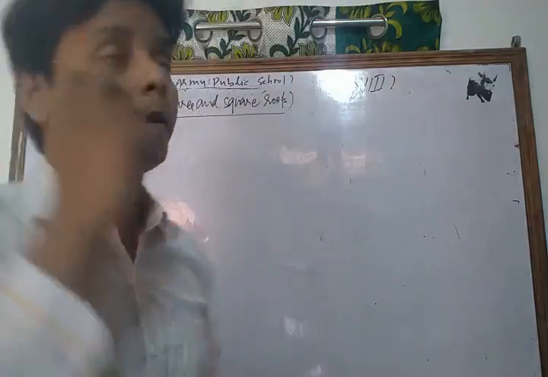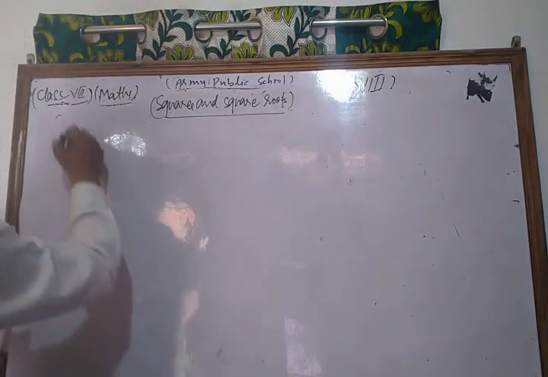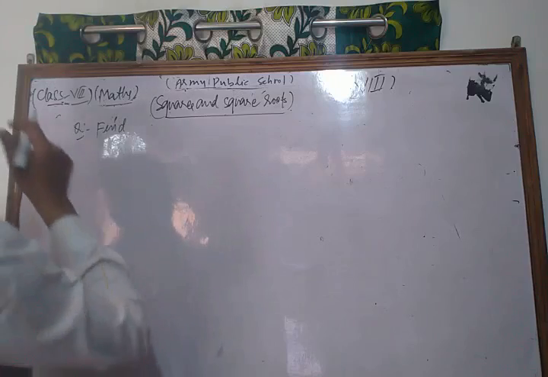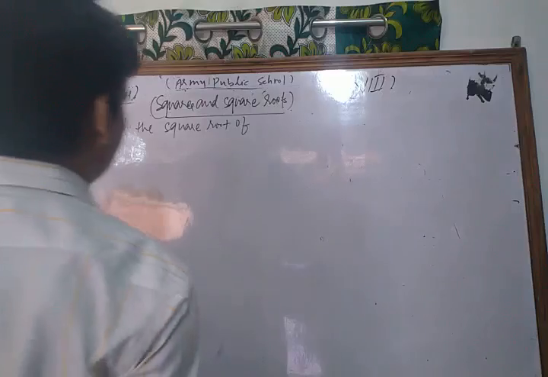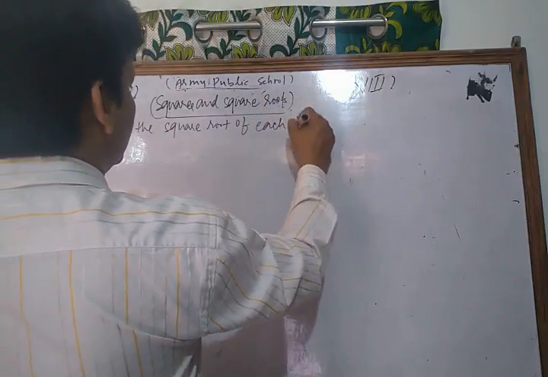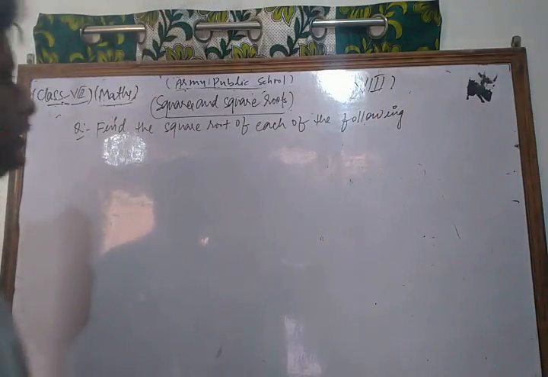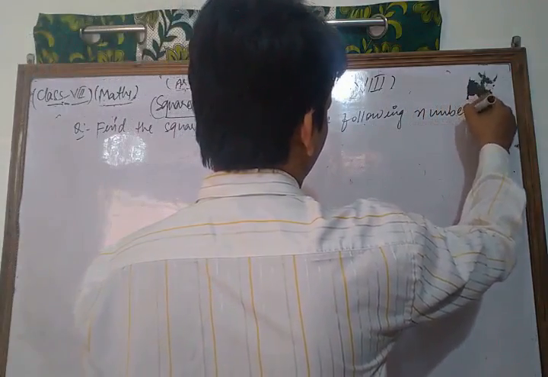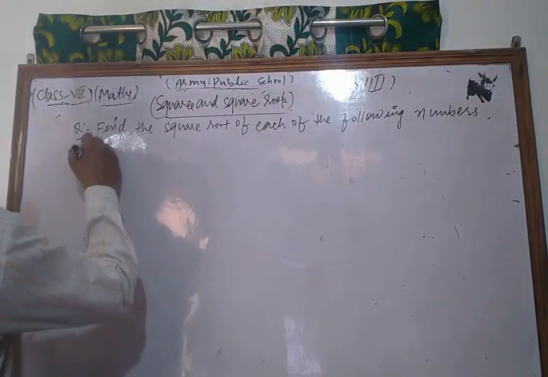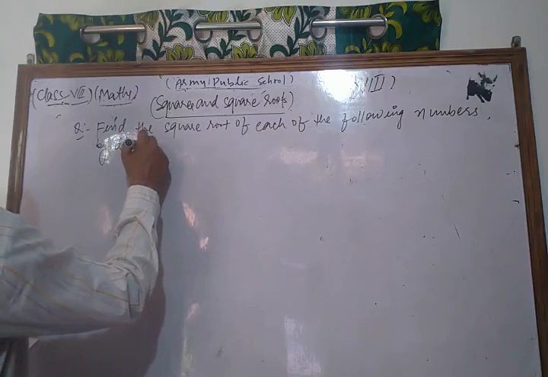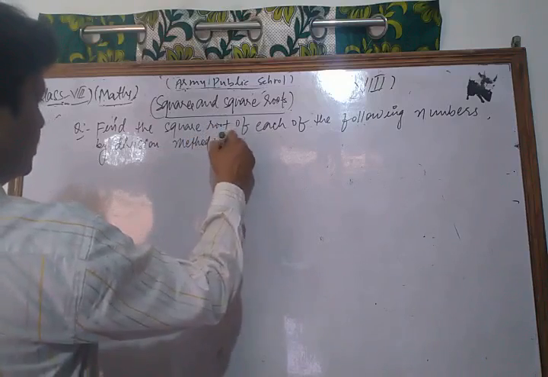Let's see, dear friends. The first question is: find the square root of each of the following numbers by the division method. And the first part of this question is what?